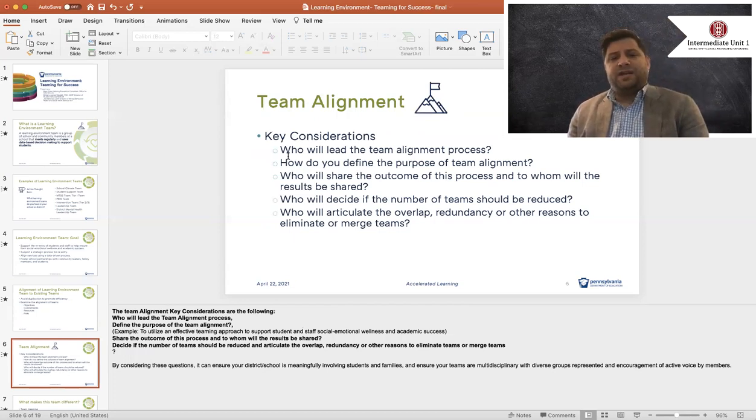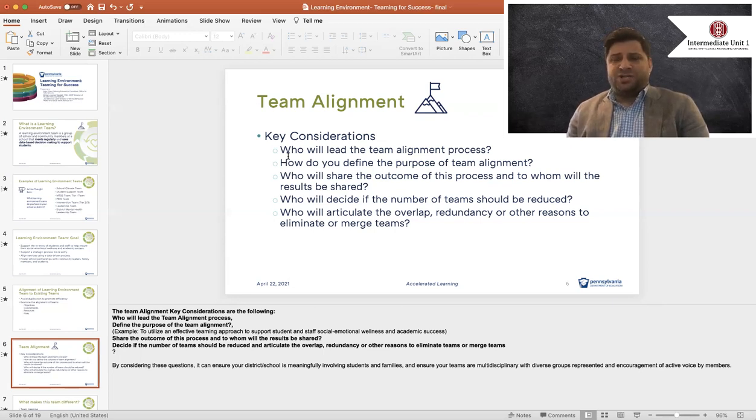The key considerations when we're talking about team alignment: who is going to lead this alignment process? What's the purpose of the team alignment? How are we defining it? Who will share the outcome of this process, and to whom will the results be shared? Who will decide the number of teams, if the number of teams in the school should be reduced? And who will articulate the overlap, redundancy, or other reasons to eliminate or merge teams?